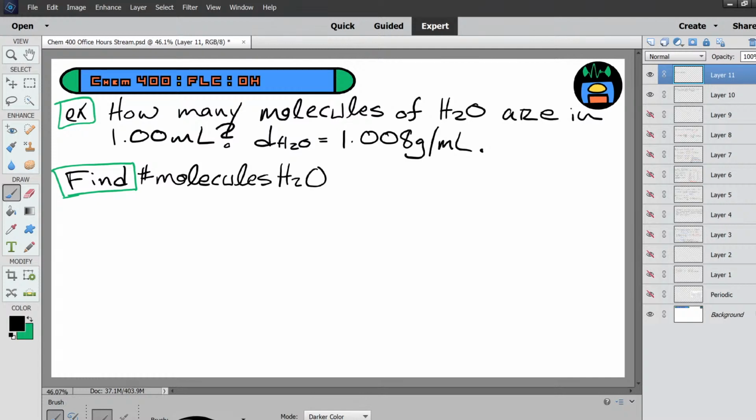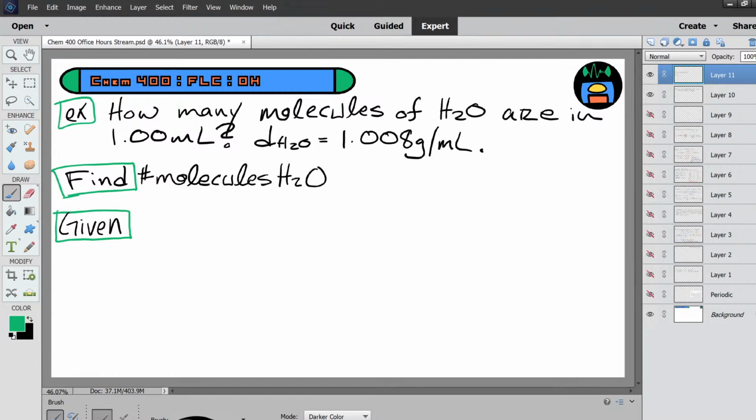Right, that's what we're trying to find. Once you know what you're trying to find, that sets you up for your goal. Our goal is molecules of water. Now let's look at what we're given. This is the data, the stuff that we've got to use to solve that.